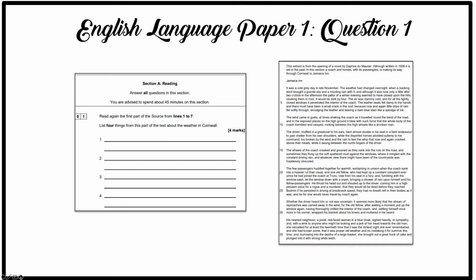Question 1 will test your ability to retrieve information from an unseen passage and will look something like this. Read again the first part of the source from lines 1 to 7. List 4 things you learn about the weather in Cornwall. Now remember, question 1 will always be list 4 things, and question 1 will always ask you to retrieve information from the first part of the text.